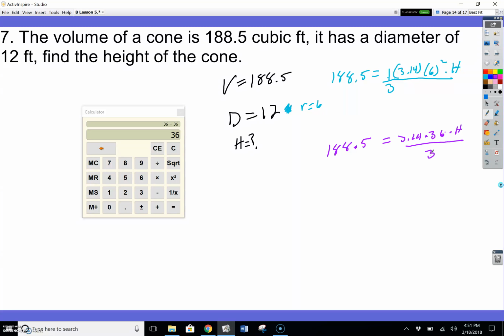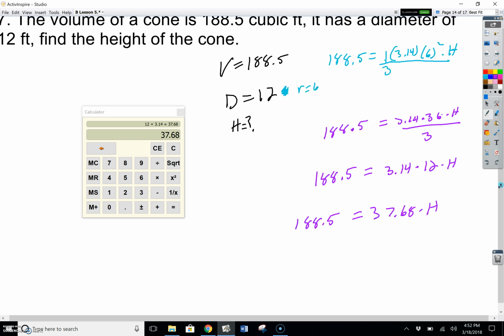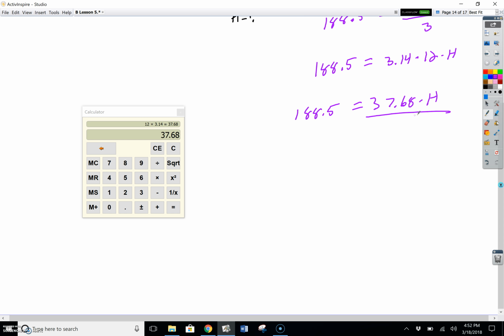I'm going to reduce the 36 and the 3 because 36 is divisible by 3. Therefore, I'm going to have 188.5 is equal to 3.14 times 12 times the height. So we're going to multiply 12 by pi, 3.14, and I'm going to have 188.5 is equal to 37.68 times h. All right, so now what we're going to do is divide both sides by 37.68.